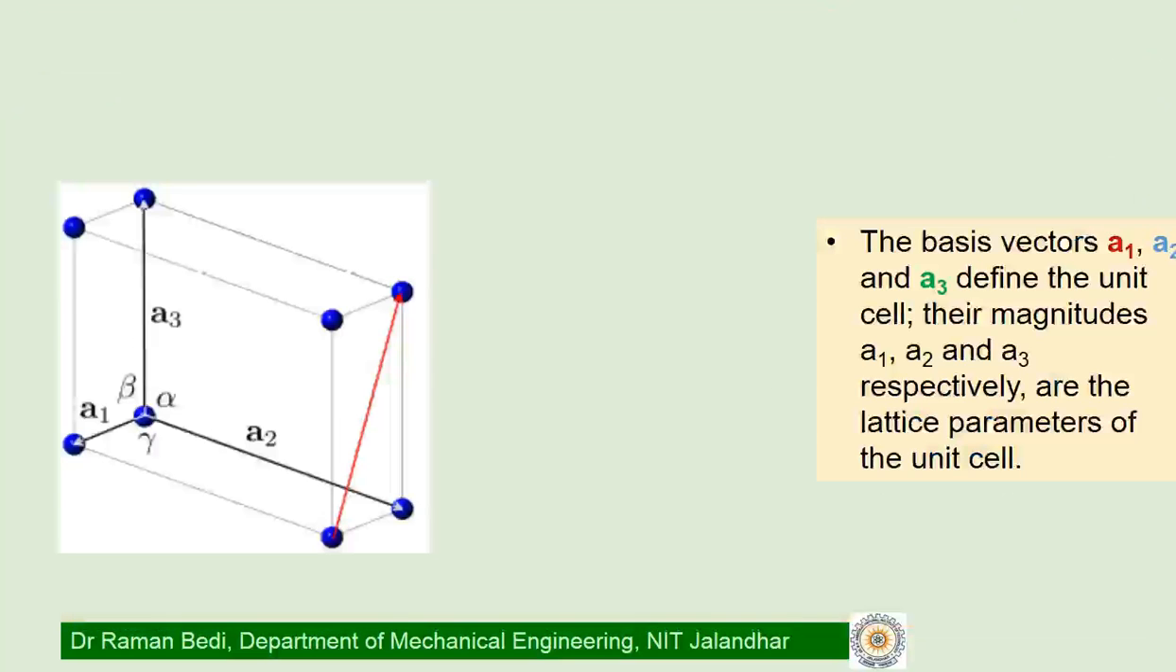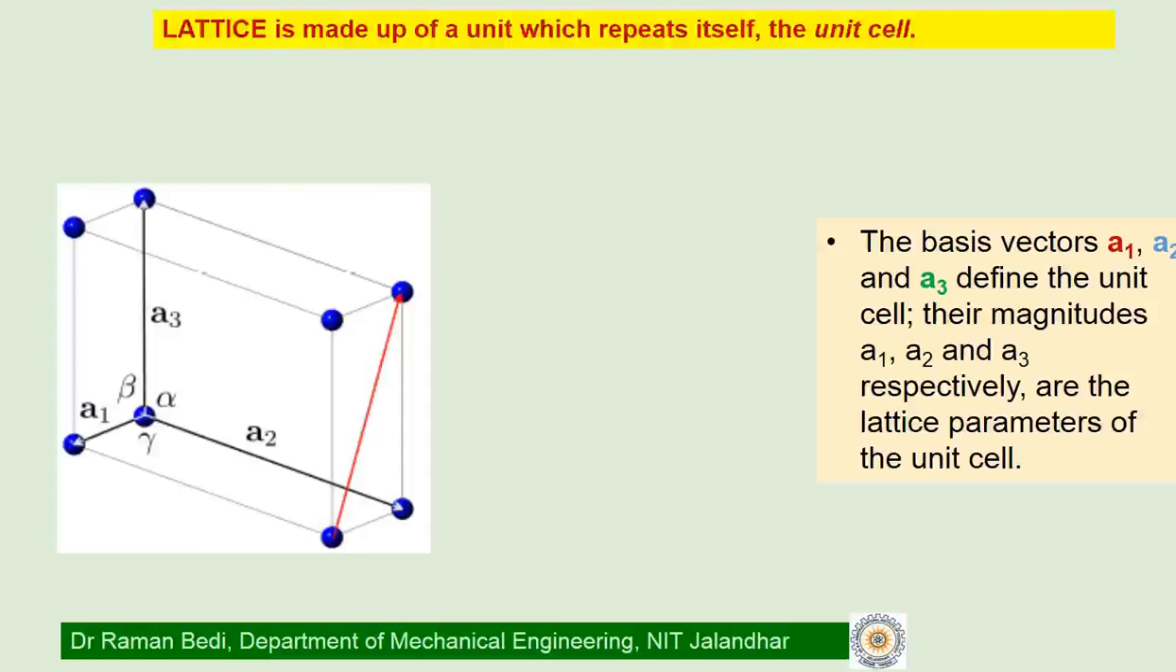Okay, now coming to a three-dimensional one. From a two-dimensional lattice, let's go to a 3D lattice. Right now again I'm referring to only the lattice here. The blue ones are again points only. We are not referring to them as atoms for the time being. So a lattice is made up of a unit which repeats itself, which is called a unit cell. In the case of a 2D lattice, we said there were two translation vectors and one angle between them. In the case of a 3D lattice, there are three translation vectors.